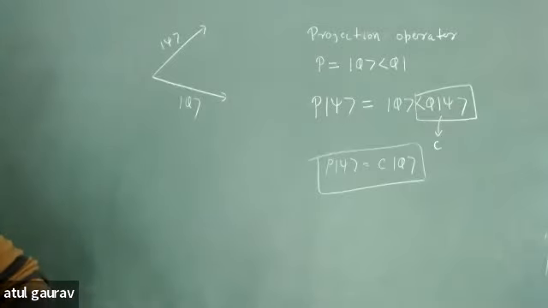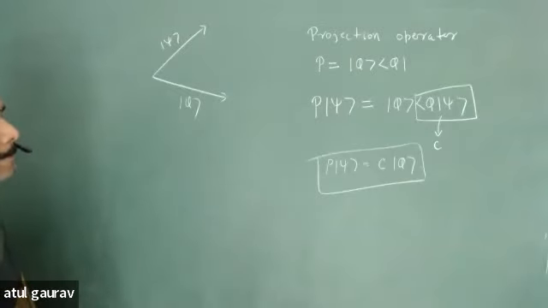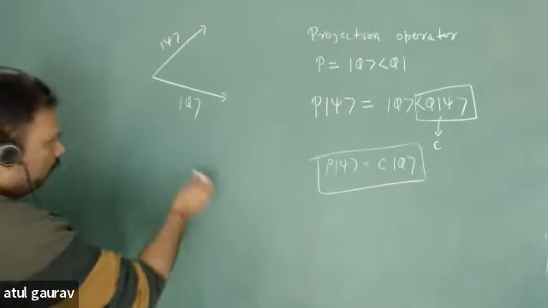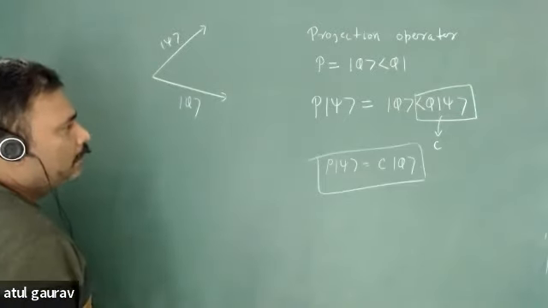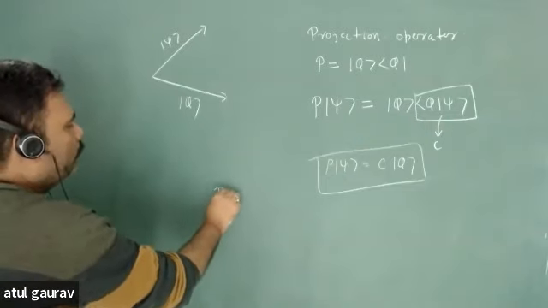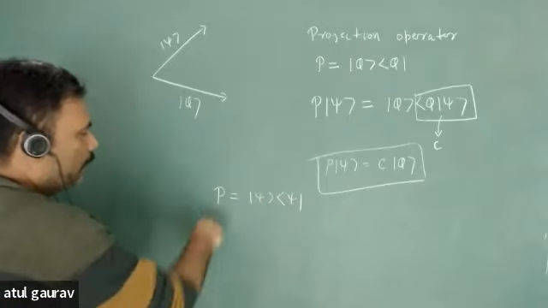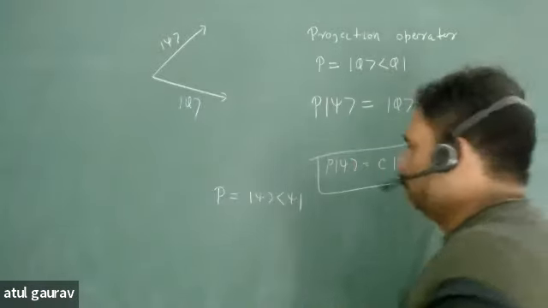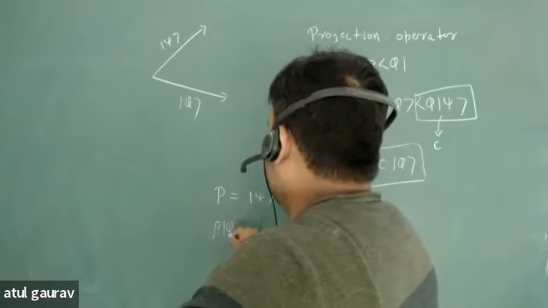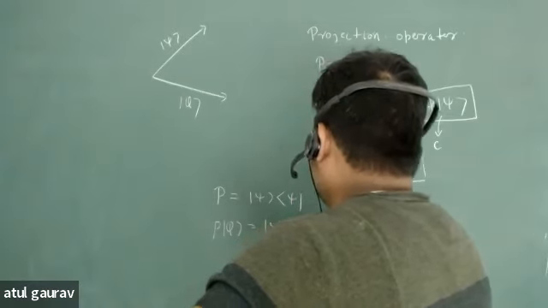Now let's try another case. If we want phi in the direction of psi, then we will take the projection as psi psi. Suppose you want to project phi in the direction of psi. Then you will make a new projection operator, and that value is basically psi psi, and you operate it on phi. So this value is psi psi phi.